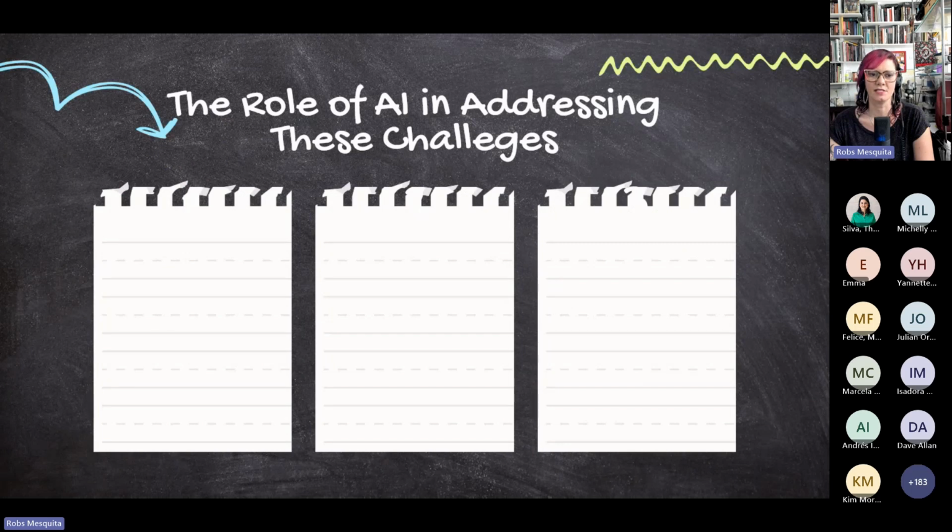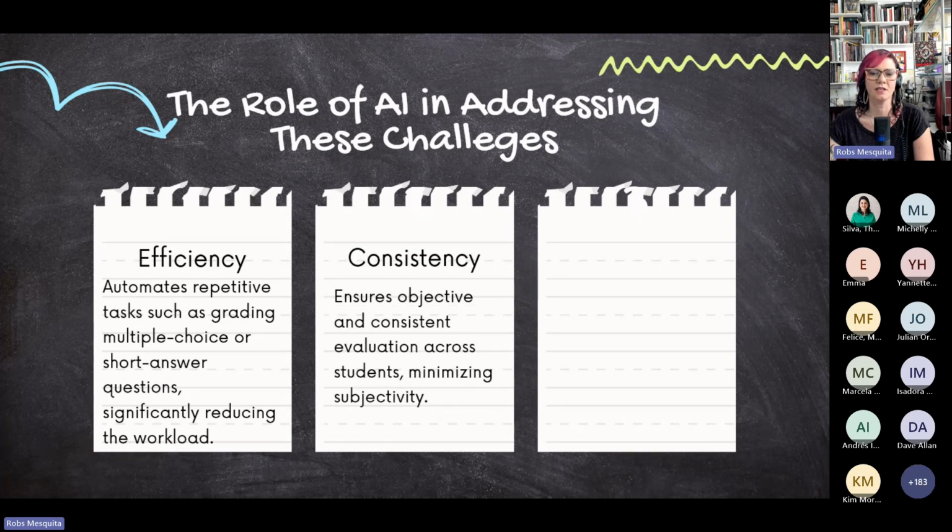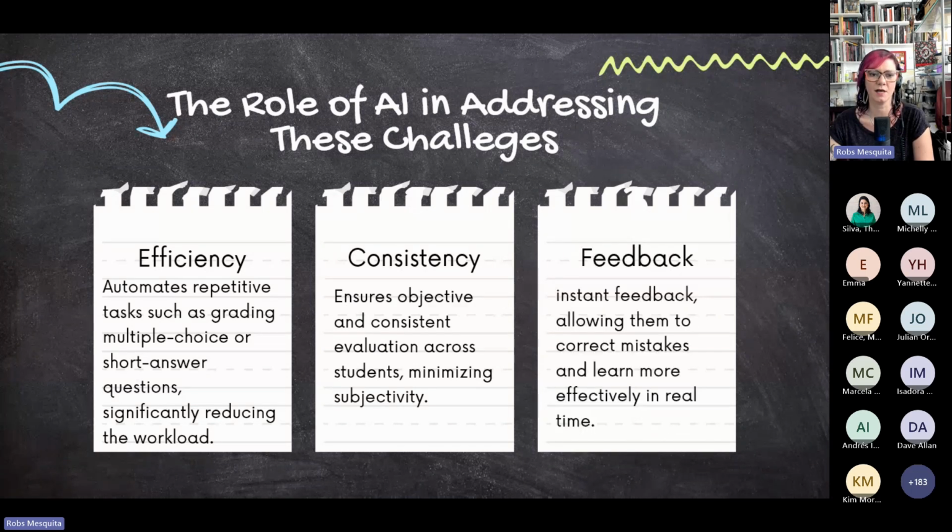So in efficiency, what AI can do is it automates repetitive tasks such as grading multiple choice or short answer, and it reduces the workload significantly. In consistency, it ensures objective and consistent evaluation across students, minimizing subjectivity. And obviously in feedback, students receive instant feedback, allowing them to correct mistakes right on the spot and learn more efficiently in real time.